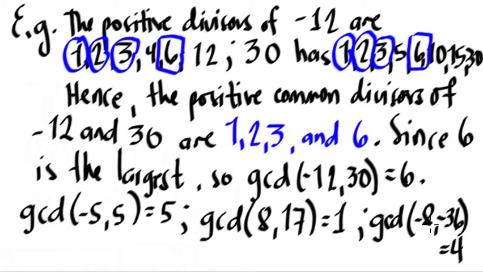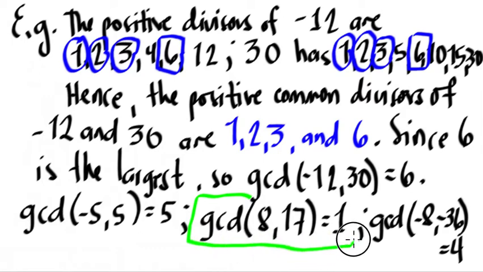Why is it 4? 8, or negative 8, can be written as minus 2 times 4. 36 can also be written as 4 times negative 9. So that's the common factor for both the numbers negative 8 and negative 36. Now, I want you to focus your attention on the middle example, specifically here.